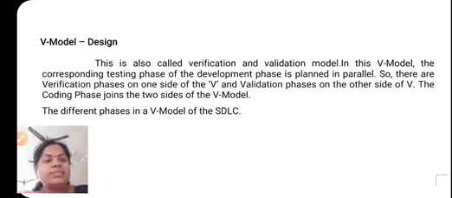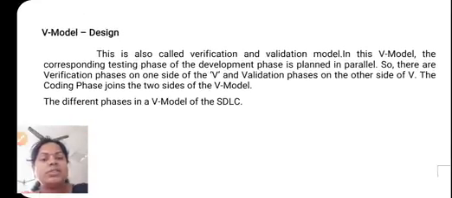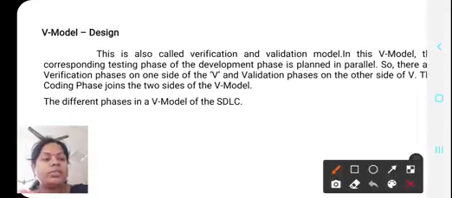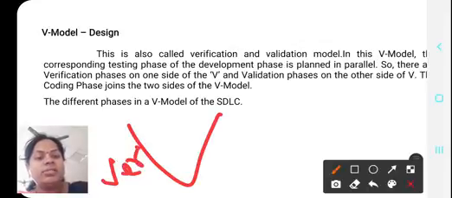As the name says, it is in a V shape. Just to go through the diagram, it simply looks like a V shape. There are two phases in this: the verification phase and the validation phase.